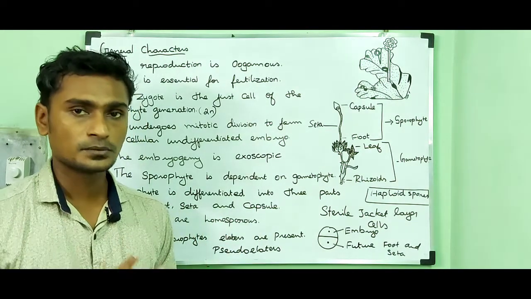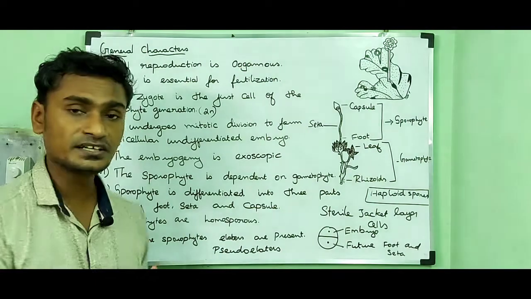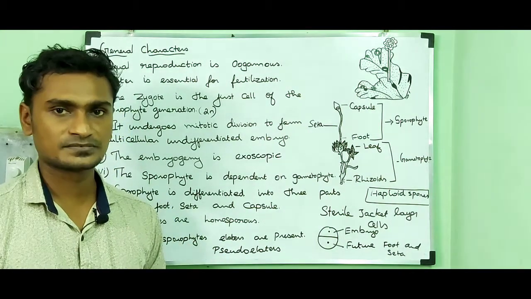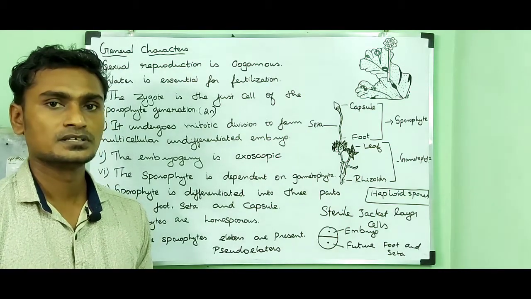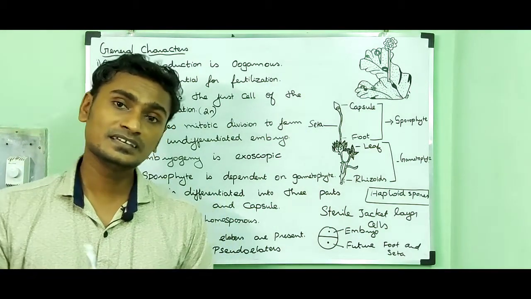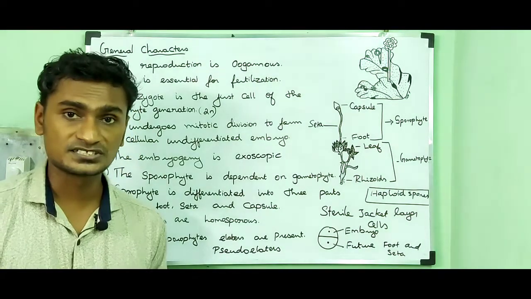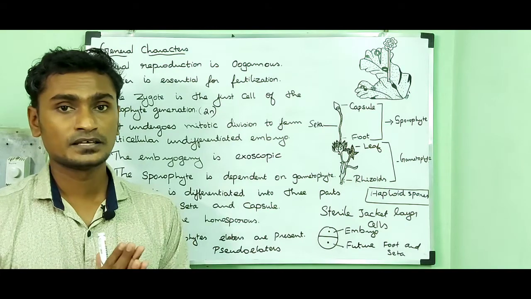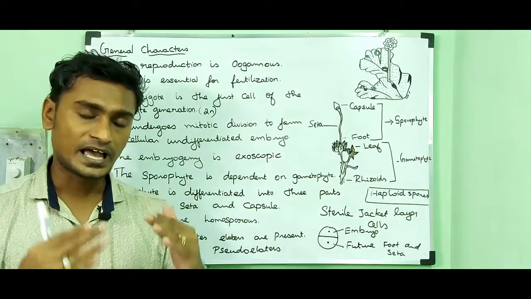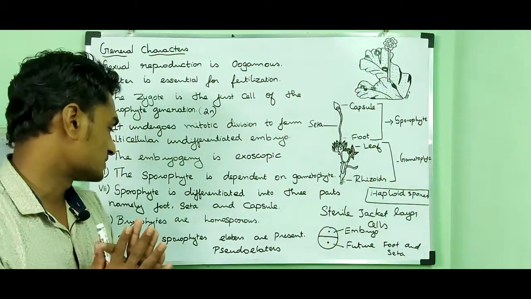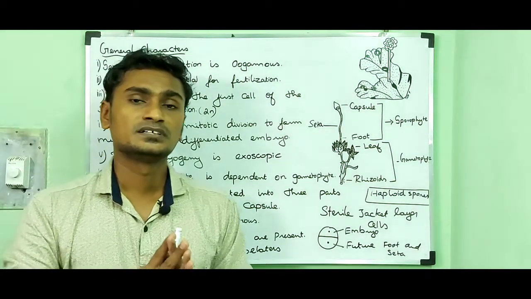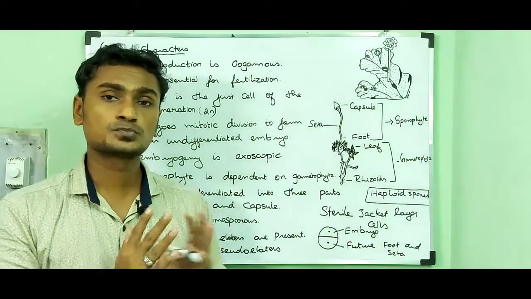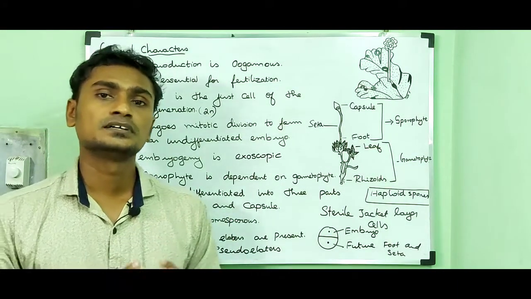Pseudo-elaters are seen in hornwort bryophytes. Elaters are seen in liverworts. In mosses elaters are absent. Pseudo-elaters are absent. So in liverwort bryophytes, elaters are present. Example Marchantia. Pseudo-elaters are present in hornworts. Example Anthoceros. In mosses elaters are absent.